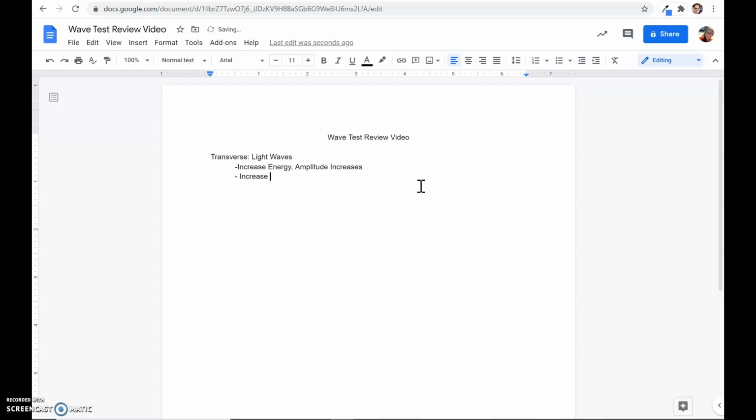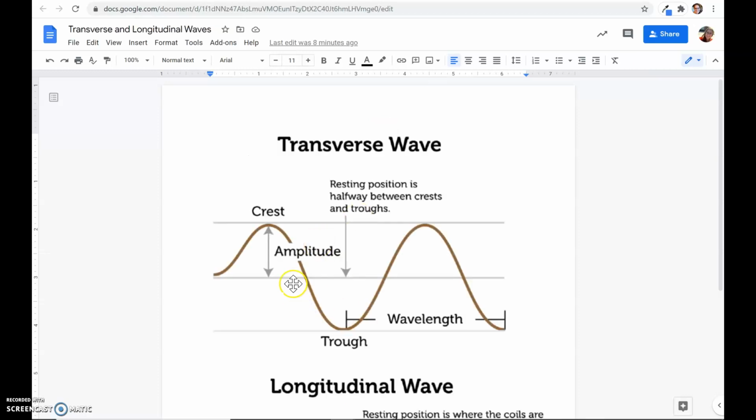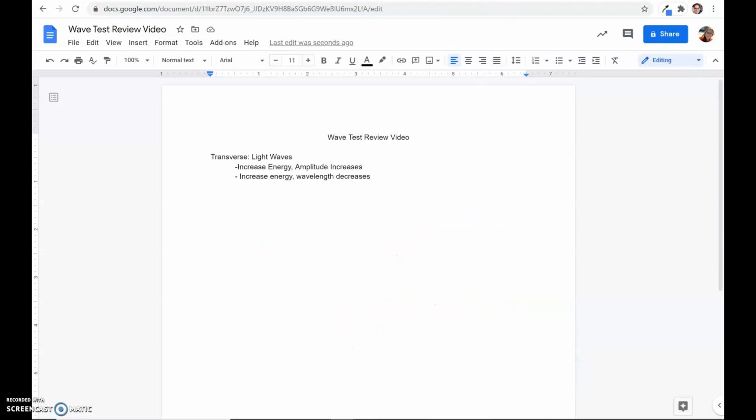Okay, if we increase the energy, what's going to happen to the wavelength? The wavelength is going to decrease. It's going to get shorter as our energy increases. So that means, looking back at this picture, as we increase energy, amplitude is going to increase. So this wave is going to get taller. As we also increase energy, though, our wavelength is going to get shorter. So our crest to crest are going to come closer together.